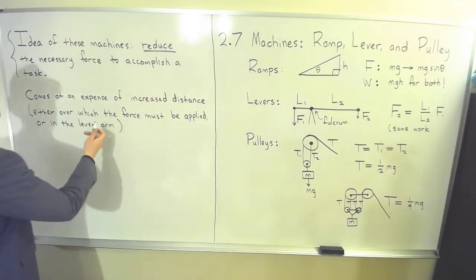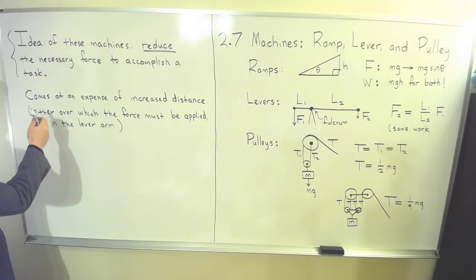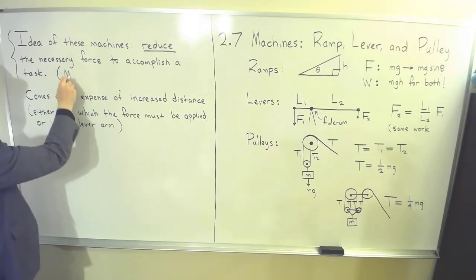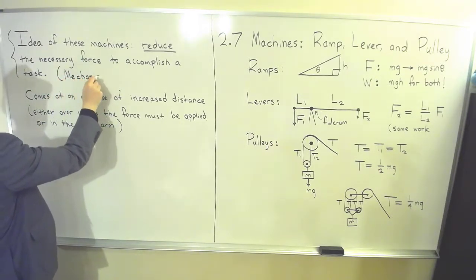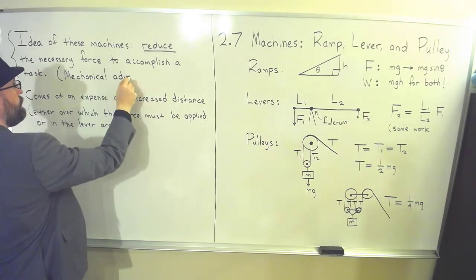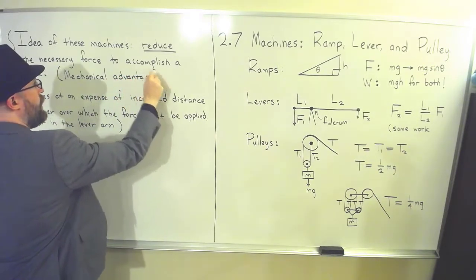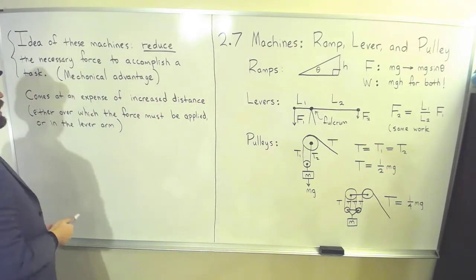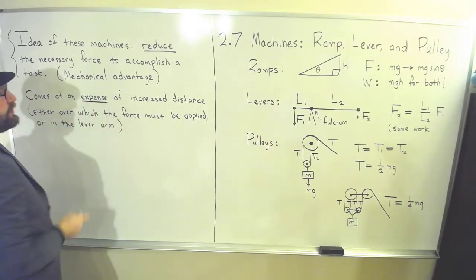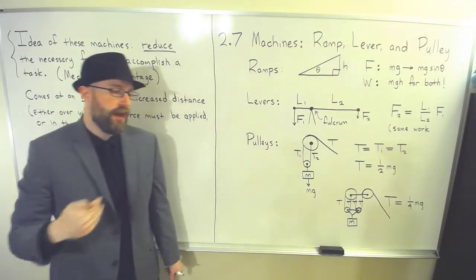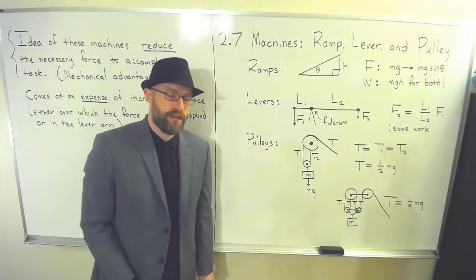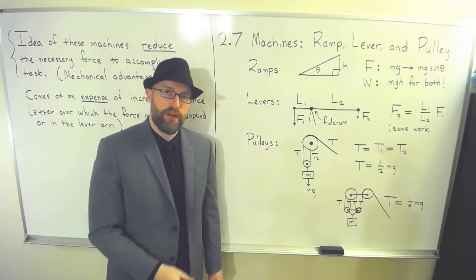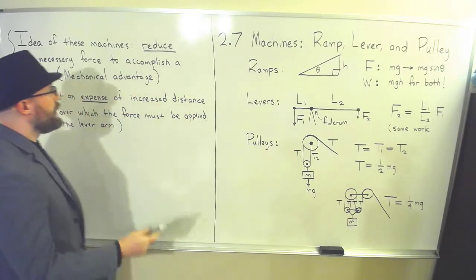Now, this idea of reducing the necessary force is called mechanical advantage. And the ratio by which you can reduce the necessary force is the size of the mechanical advantage. And so this comes at an expense of increasing the distance. In the analogy I gave you, you'd have to walk back and forth carrying weights 1,000 times instead of just doing it once. But the weights you were having to carry would just be 1,000th of the whole entire weight. And so it would make it doable.